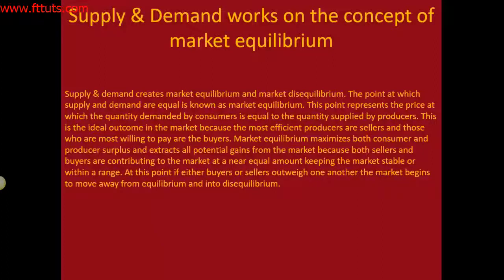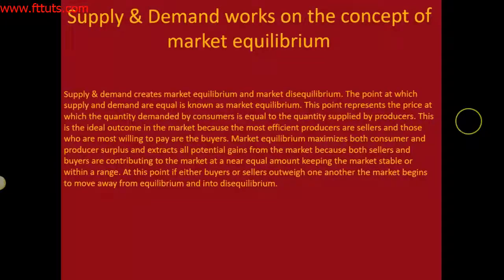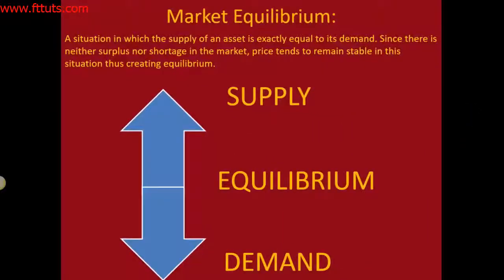And that's the ideal market. At this point, if either buyers or sellers outweigh one another, the market begins to move away from equilibrium and into disequilibrium. A situation in which the supply of an asset is exactly equal to its demand is called market equilibrium. Since there's neither surplus nor shortage in the market, price tends to remain stable in this situation, thus creating equilibrium.